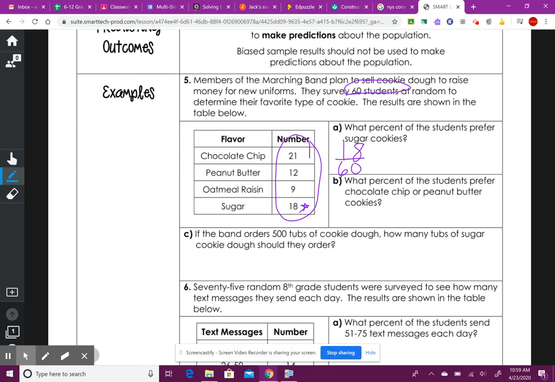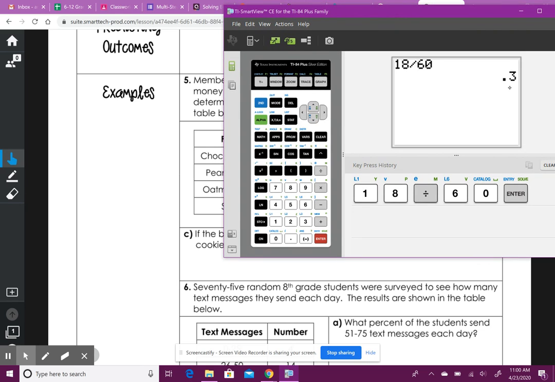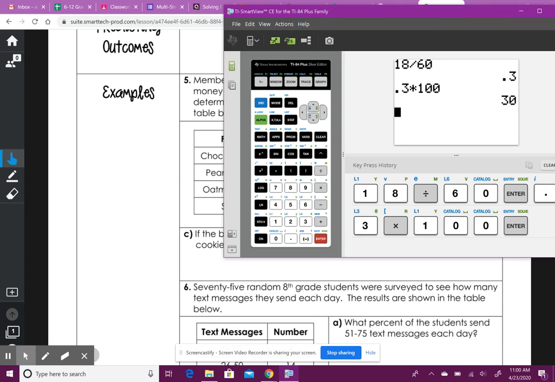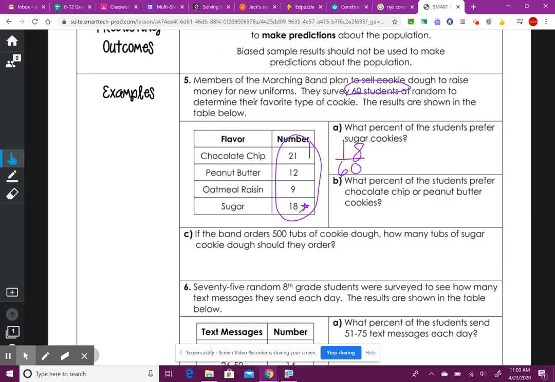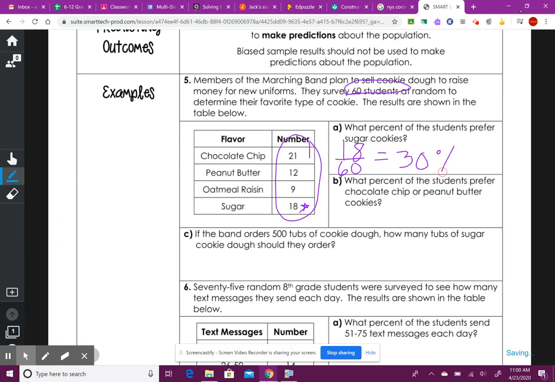But remember, that is not a percent, that's our fraction. So if you forgot how to change something to a percent, we can use our division key on our calculator. So we have 18 divided by 60. That gives me 0.3. Now, if you forgot how to change that to a percent, we just take 0.3 times 100, and that becomes my percent. So about 30% of the students prefer sugar cookies. So that is how we actually get that answer.